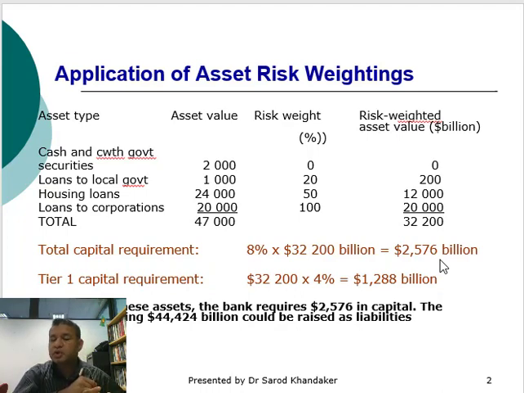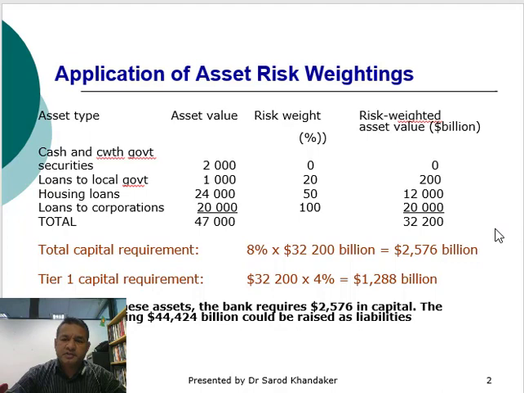So the first question is what is the total capital requirement, which has been given. The second question is what is the tier 1 requirement, which is $1,288. And the third question is how much the bank can raise as a liability from the market. So the bank can raise 424 as a liability.